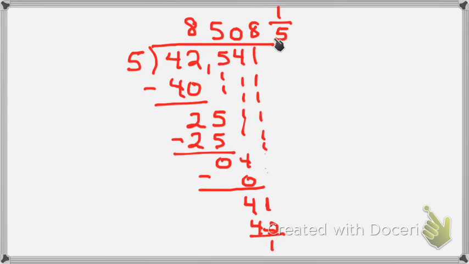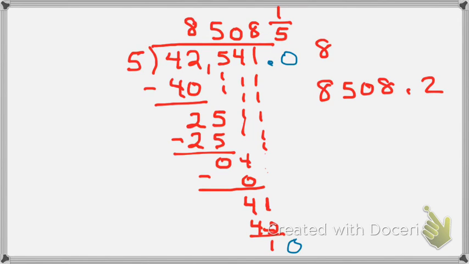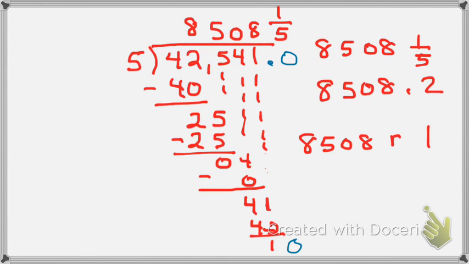Now the other thing that you learned to do was, if you had to write it as a decimal, you added a decimal point and brought a 0 down and said, okay, 5 will go into 10 2 times. So if you did it that way, you wrote your answer as 8,508.2. So you could say 8,508 and 1/5, or 8,508.2, or you could say 8,508 remainder 1. Okay, those are all methods that you should have learned in elementary school.